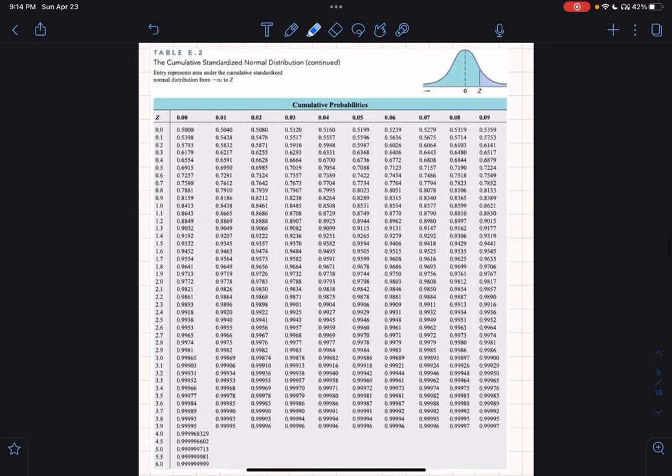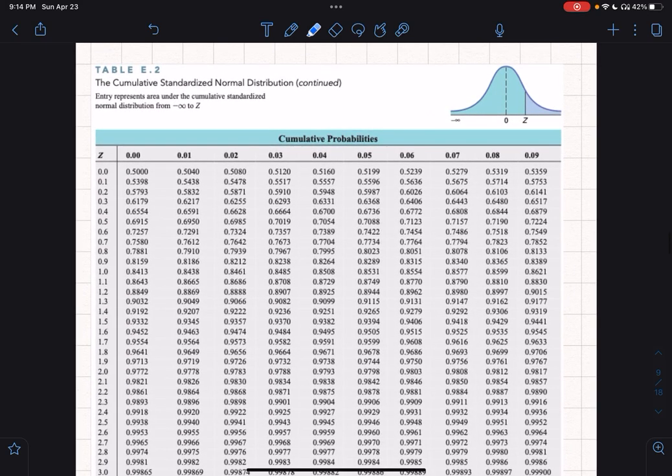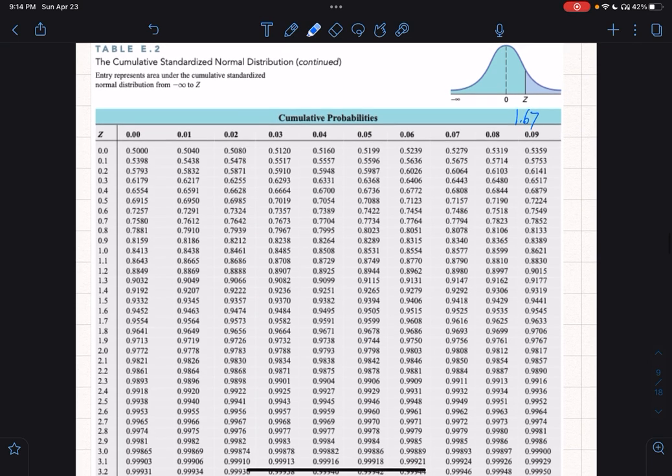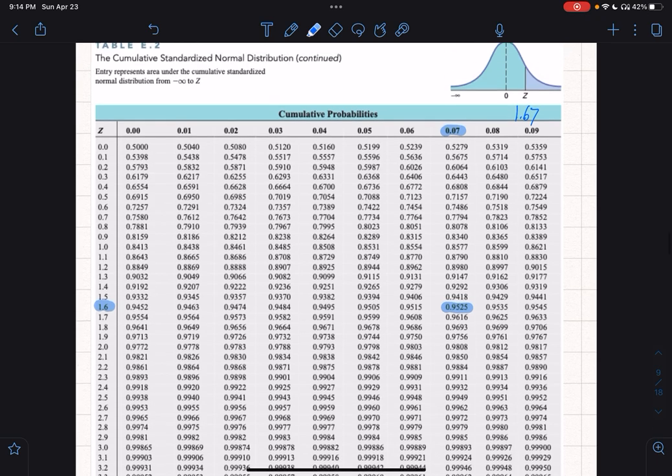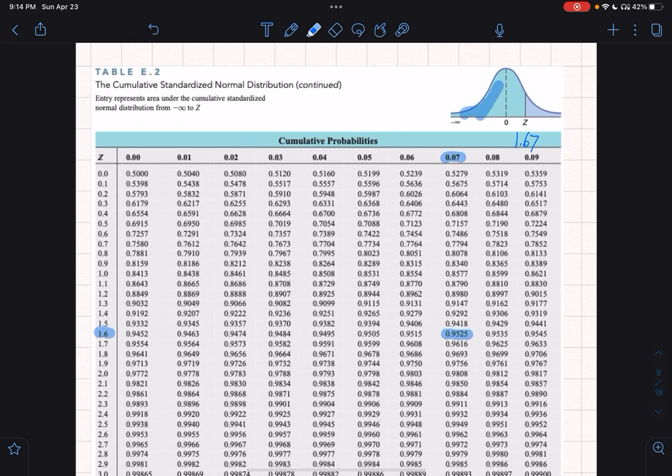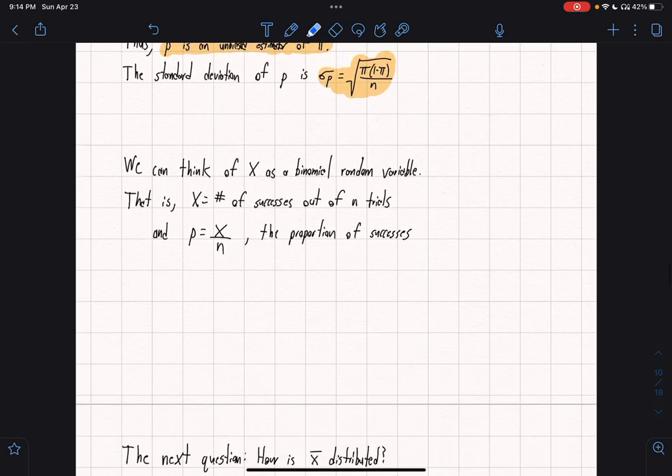All right, so here's my positive table. I have 1.67 up here, so let's look that up. 1.6 is right here, and then I want 0.07. So 1.67 is going to be 0.9525. That is going to be this shaded area right here, 0.9525.